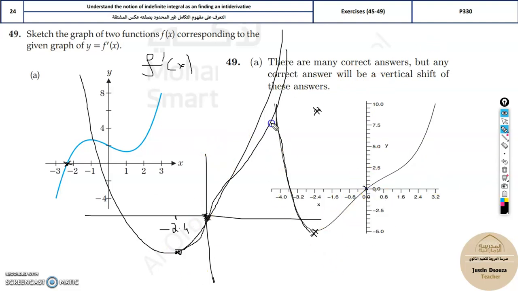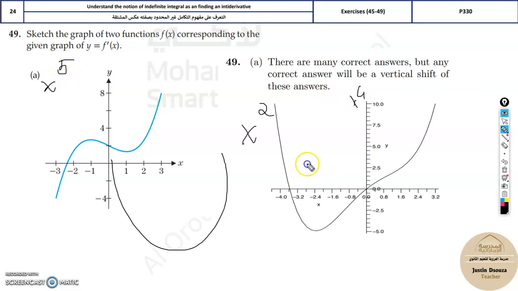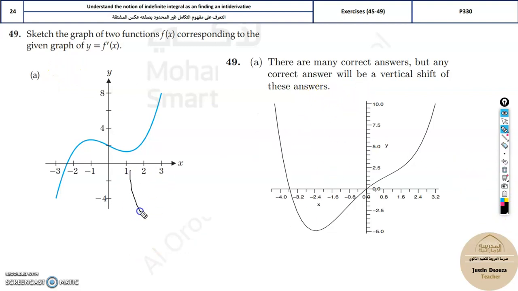This is the approximate graph. If you wait, I'll tell you why you should not do it like this. This would mean it's a parabola, x to the power 2. Look, the derivative is x to the power 3. That means the function must be x to the power 4. So really, x to the power 4 graphs will be something like this. That is why you draw it, and it's approximate.